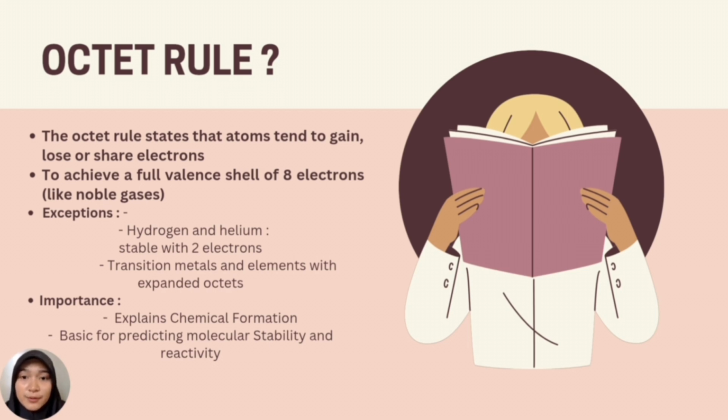The importance of the octet rule lies in its ability to explain chemical formations and serve as a basic framework for predicting the stability and reactivity of molecules.